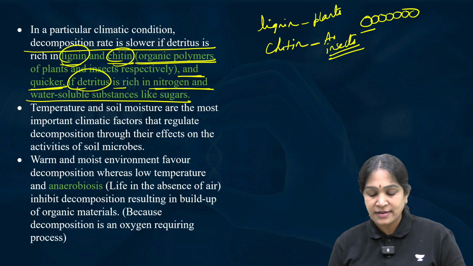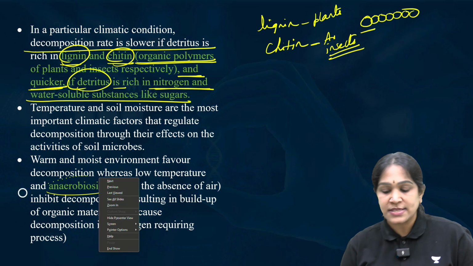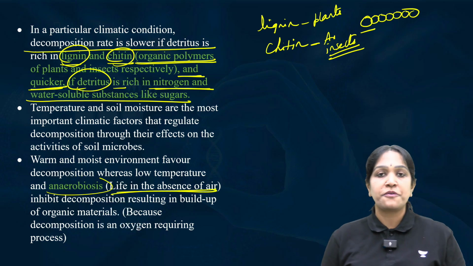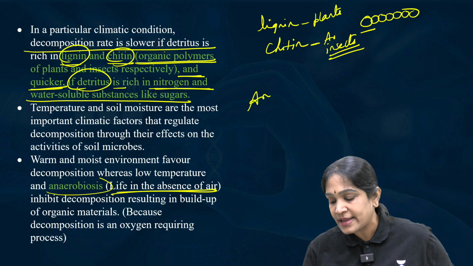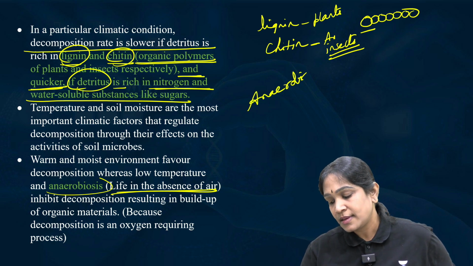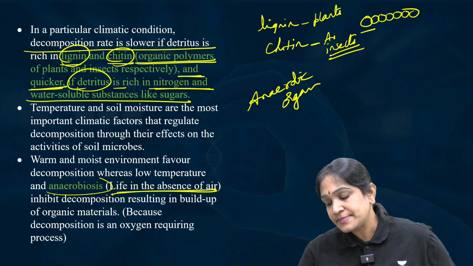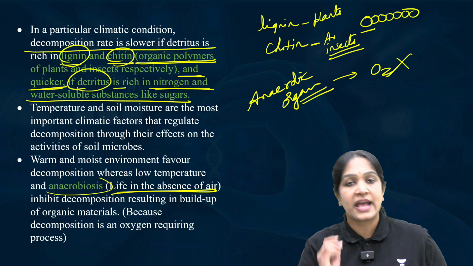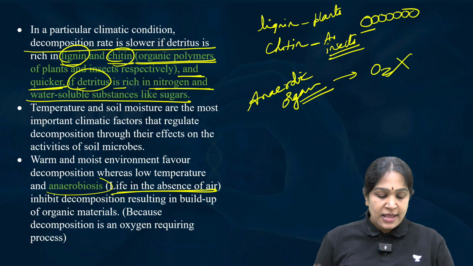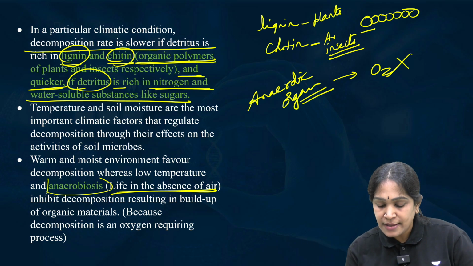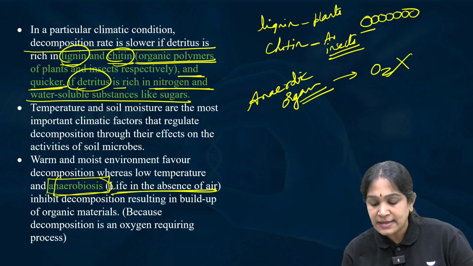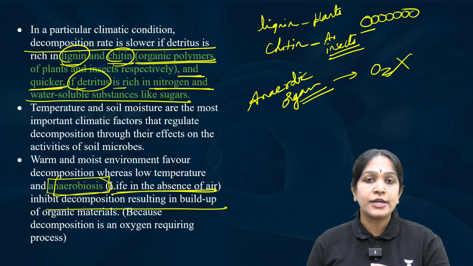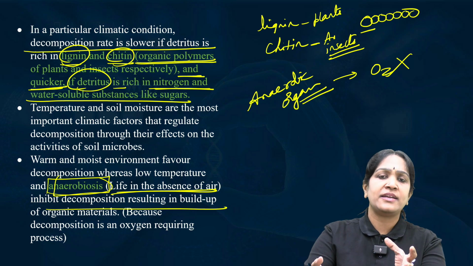And one more factor is anaerobiosis. Anaerobiosis means life in the absence of air. We have anaerobic organisms. Anaerobic organisms do not require air. Particularly, they can live in the absence of oxygen. If the soil is rich in anaerobic organisms, then the decomposition will be very slow. It will lead to the accumulation of the material.